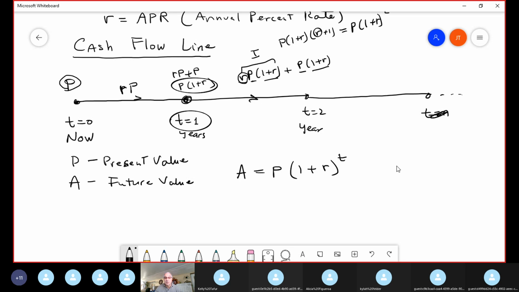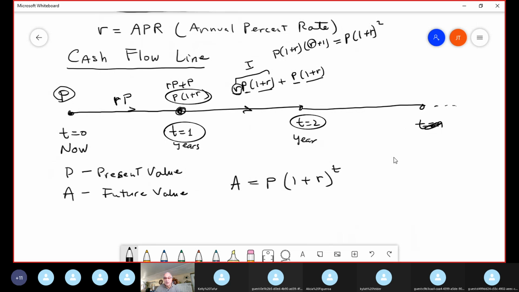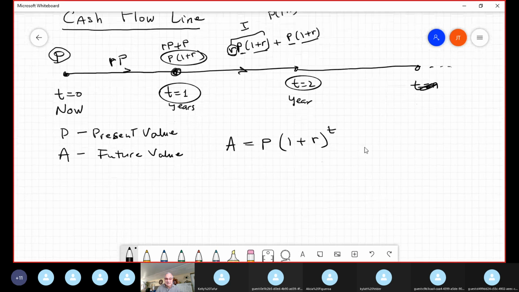1 year, the exponent is 1. 2 years, the exponent is 2. Look at that. 3 years, the exponent is 3. T years, the exponent is T. Okay? This is the idea for the compound interest.